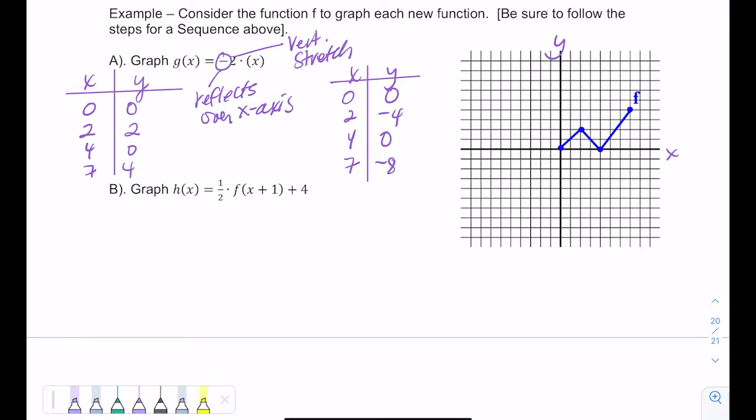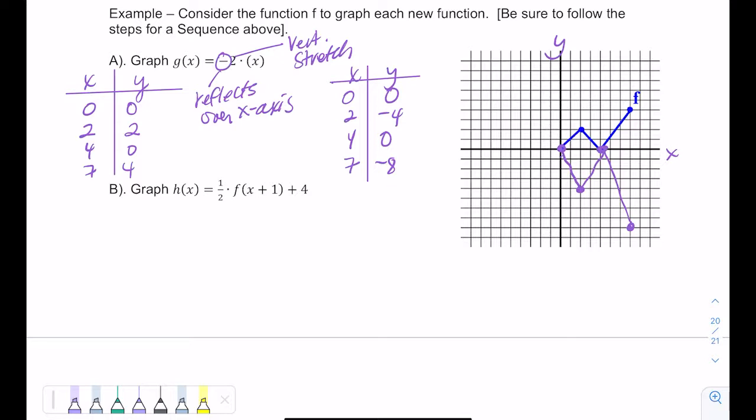So now if you graph those points, 0, 0 is at the origin. 2, -4 is right here. 4, 0 is there. And then 7, -8. 1, 2, 3, 4, 5, 6, 7, 8 is here. So your graph is going to look something like that. And you can see it flipped over, and also it was stretched vertically by a factor of 2. So it doubled in size.